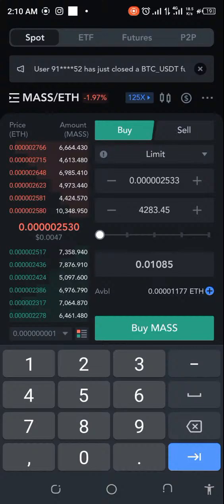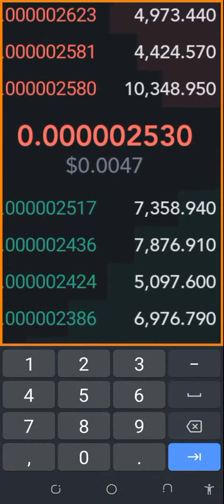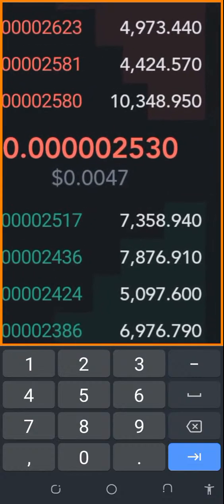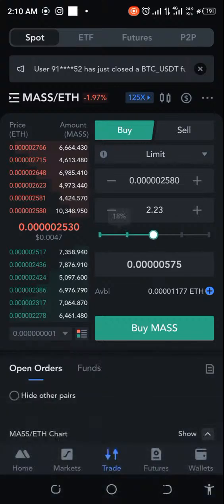4283.45. Let's check something in the order book. Will we be able to purchase that instantly? It's possible to do so, but then we'll have to pick the first shred. But let's just do this well. We have 4283. Let's see what it is if we pick up the first shred.